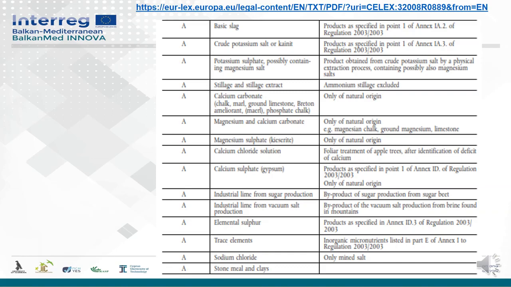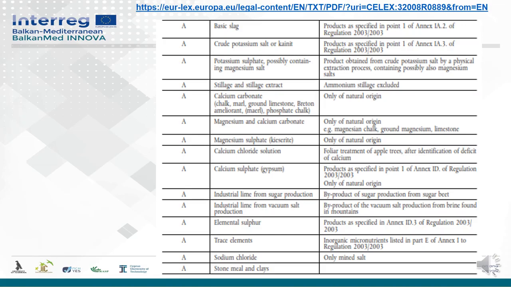Crude potassium salt or kainite, potassium sulfate possibly containing magnesium salt, which is a product obtained from crude potassium salt by a physical extraction process, possibly also containing magnesium salts. Stillage and stillage extract, ammonium stillage excluded, calcium carbonate, chalk, marl, ground limestone, Breton ameliorant, phosphate chalk, all of these only of natural origin.